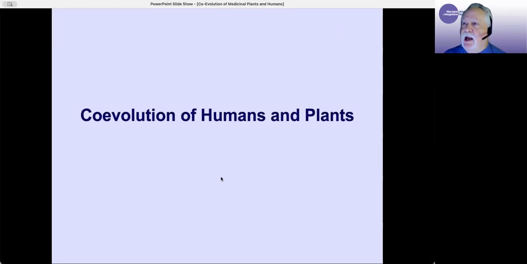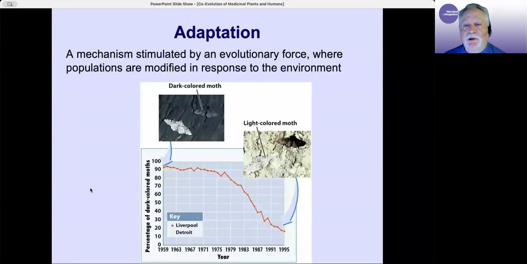All right, so we came to this last part here, which is really the piece where humans and plants begin to interact and begin to influence each other. We're going to talk about some concepts, and I'm going to go over these briefly. Adaptation really is a fulcrum for evolutionary change. The graph gives you a good idea.